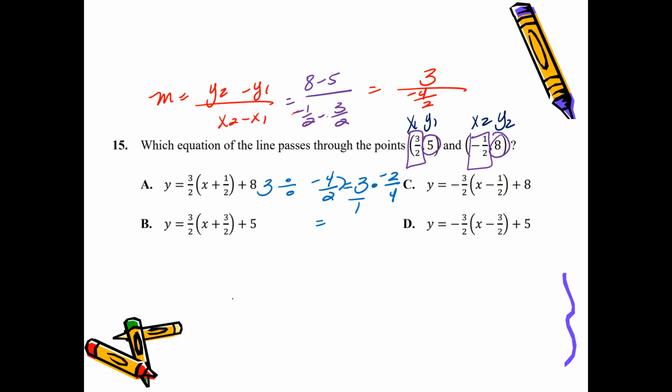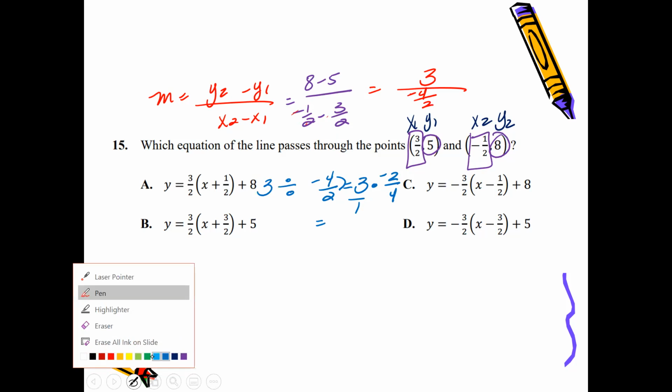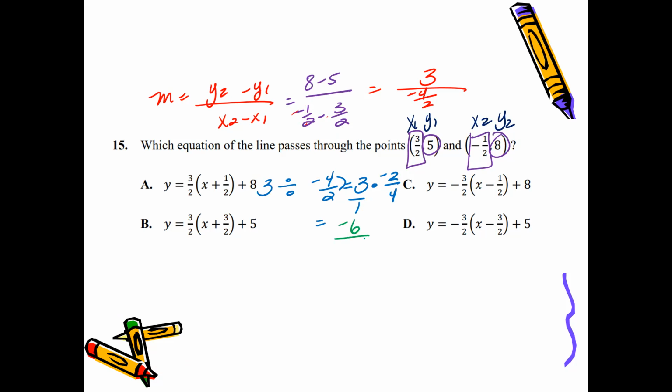So then let's just multiply across. 3 times -2 is a -6. 1 times 4 is just going to be a 4. If I go ahead and reduce this, I will have a -3 over 2 as my slope.